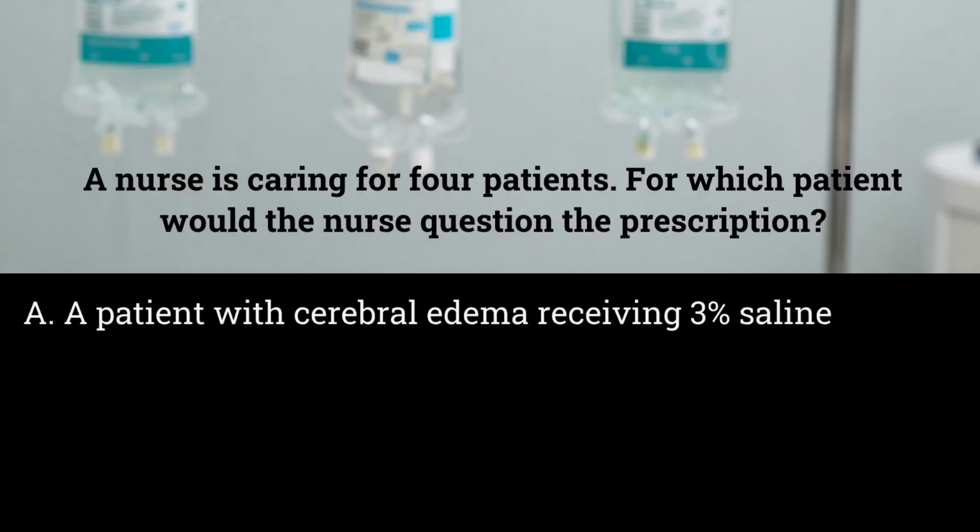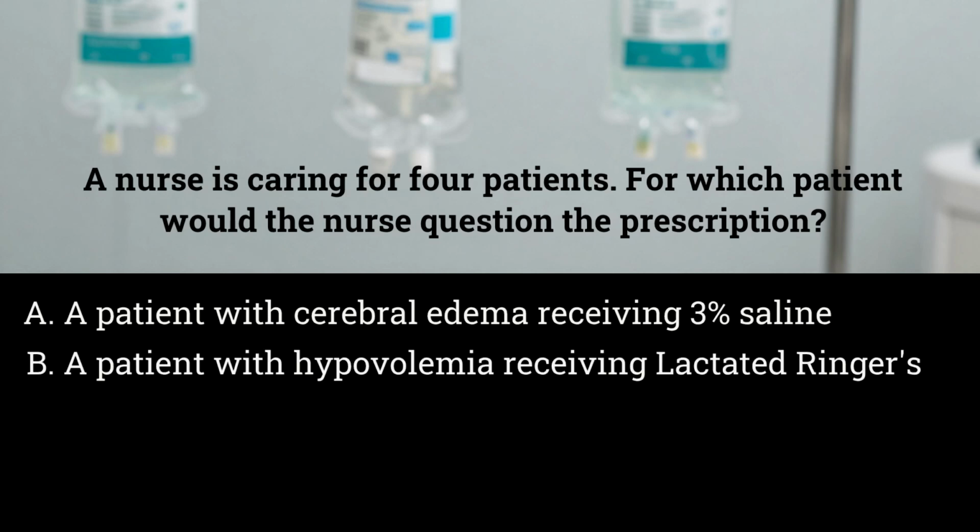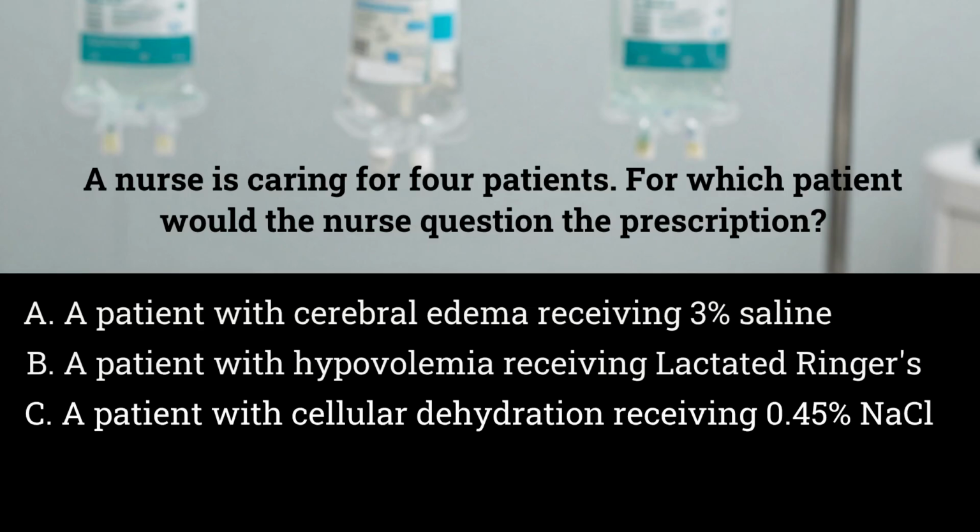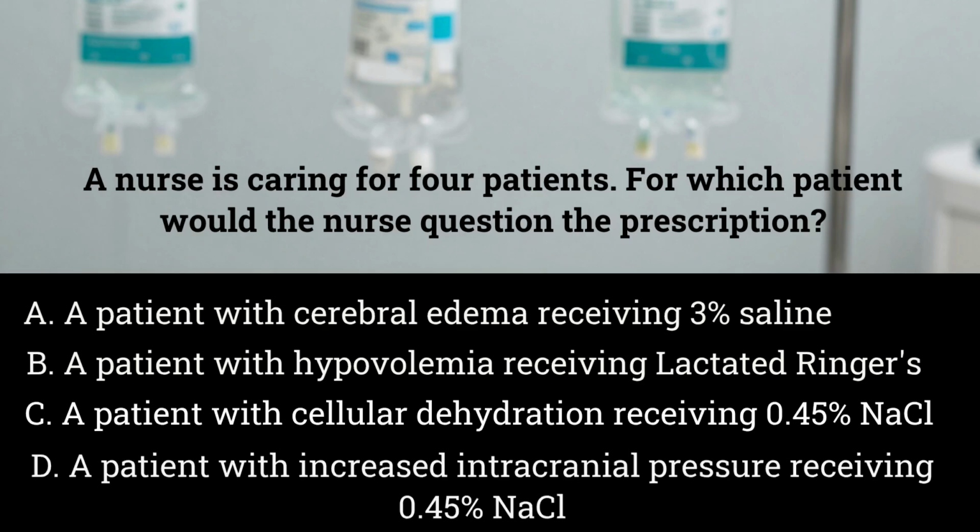A nurse is caring for 4 patients. Which patient would the nurse question the prescription for? A. A patient with cerebral edema receiving 3% saline. B. A patient with hypovolemia receiving lactated Ringer's solution. C. A patient with cellular dehydration receiving 0.45% sodium chloride. Or D. A patient with increased intracranial pressure receiving 0.45% sodium chloride. You can pause the video and think for a moment. And the correct answer is D.